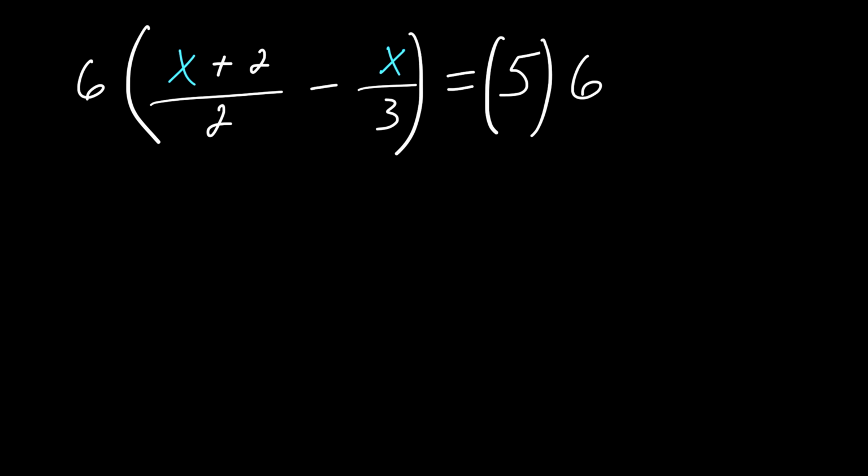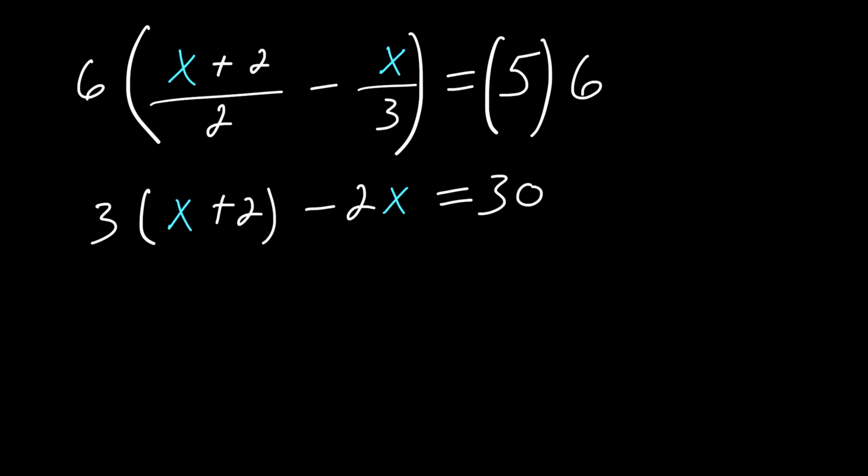So what are we going to get? We're going to get 3(x + 2). And then what's 6 multiplied by negative x over 3? That would be negative 2x. So minus 2x equals 30.